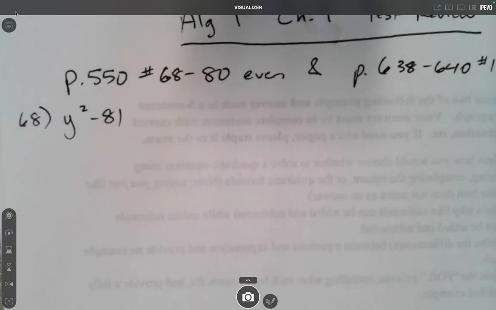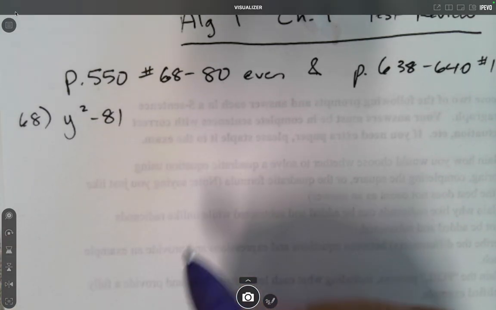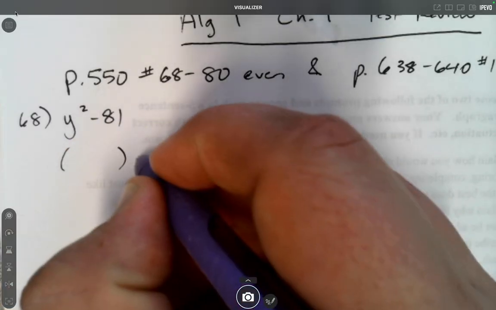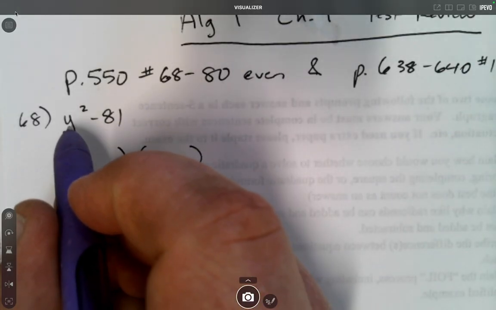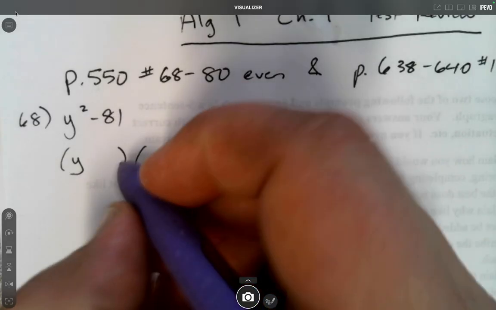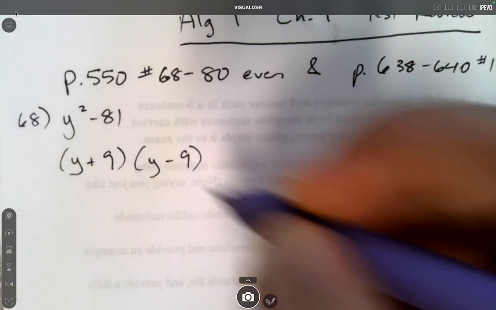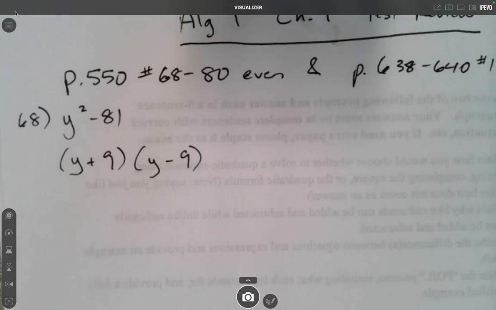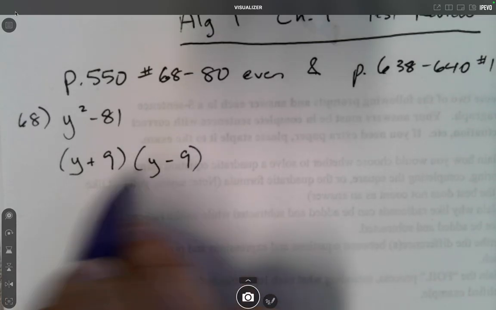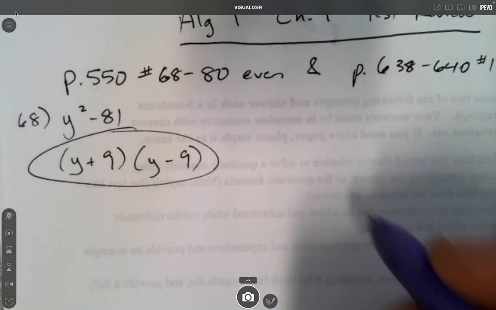So what we see here in number 68 is a difference of squares. It's just two terms, they're being subtracted, and they're both perfect squares. So to factor this, you take the square root of the first term, which would be y, the square root of the second term, which would be 9, and that tells you what to put in both places. And then you just put one as a plus, one as a minus. And it doesn't matter one bit whether you put the plus first and the minus second, or vice versa.